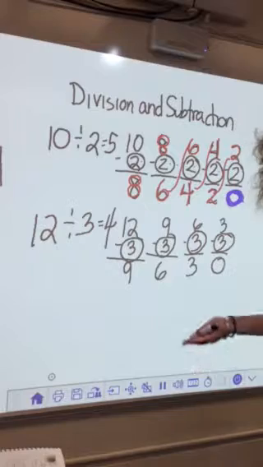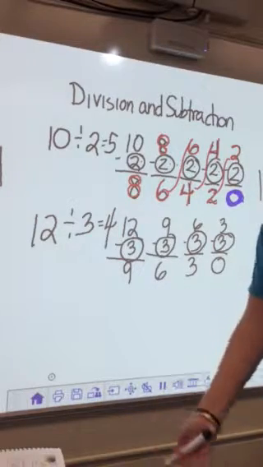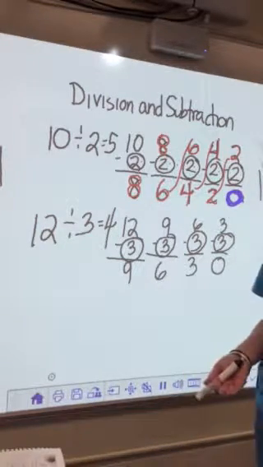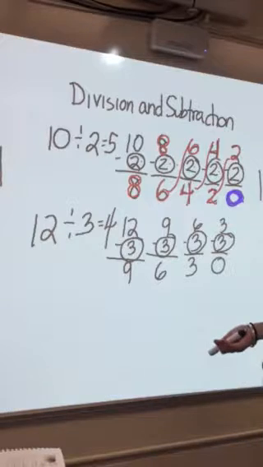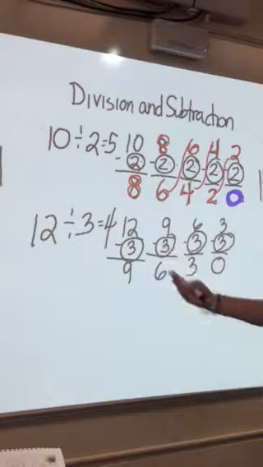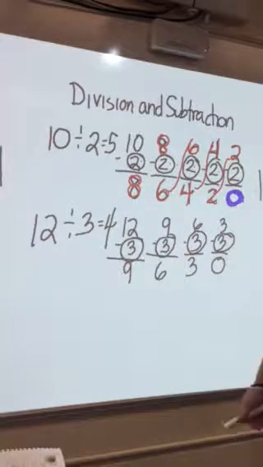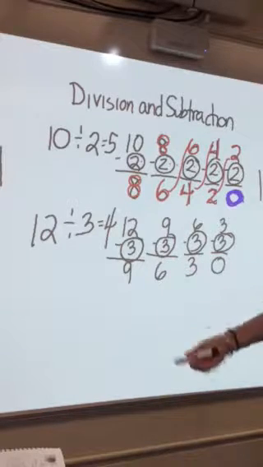So division is just repeated subtraction. Multiplication is repeated addition. That's why they're inverse operations. They do the opposite of one another.